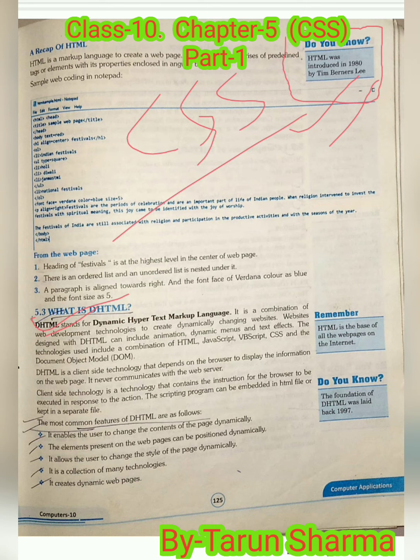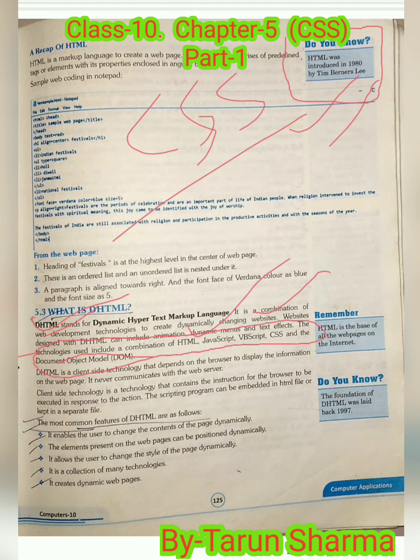Simply, it is a combination of web development technologies to create dynamically changing websites. Websites designed with DHTML can include animation, dynamic menus and text effects. The technology used includes a combination of HTML, JavaScript, VBScript, CSS and the Document Object Model. This is the technology that is used to create a dynamic web page.